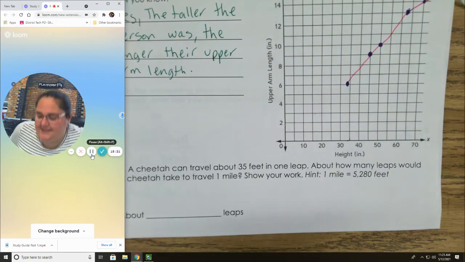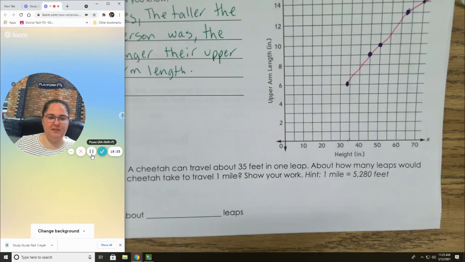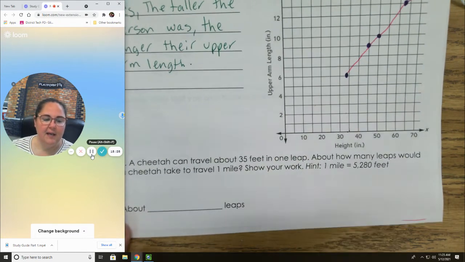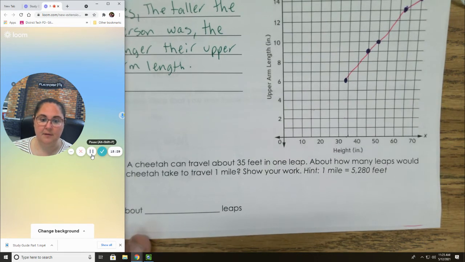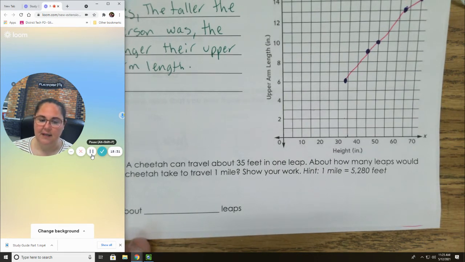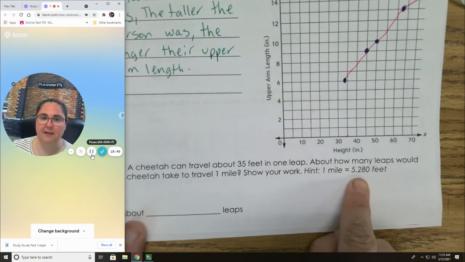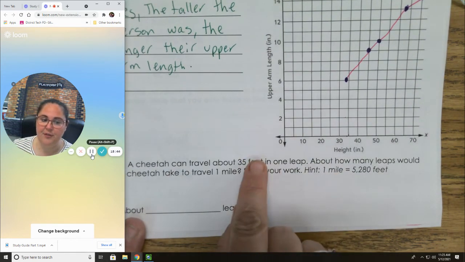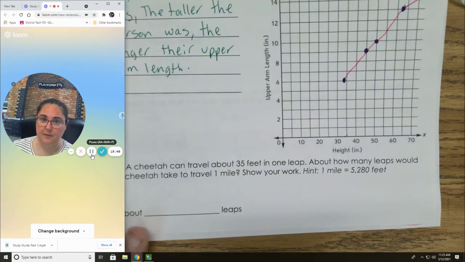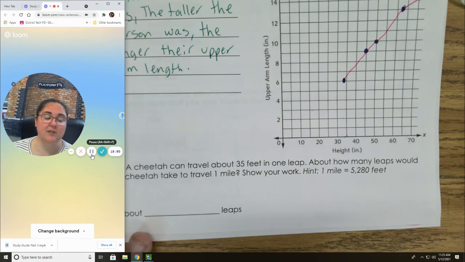Last question of the test is going to be very similar to this one. All right. So a cheetah can travel 35 feet in one leap. How many leaps would it take a cheetah to travel 1 mile? So there are 5,280 feet in 1 mile. And it can travel 35 feet in one leap. So what am I going to do? Add, subtract, multiply, or divide?